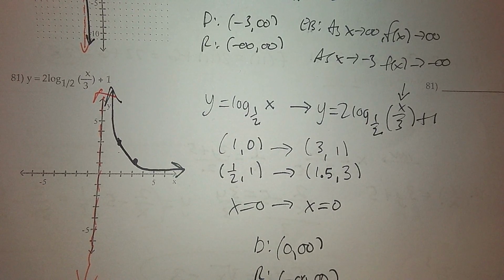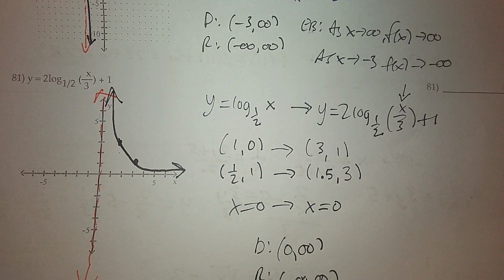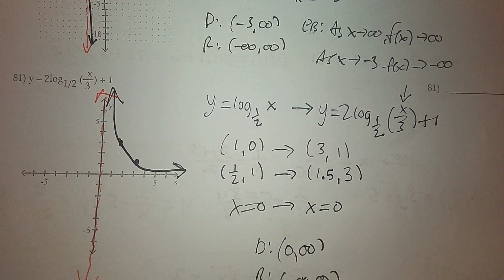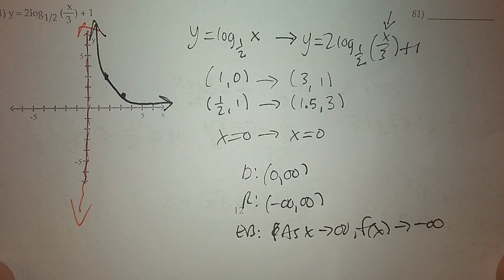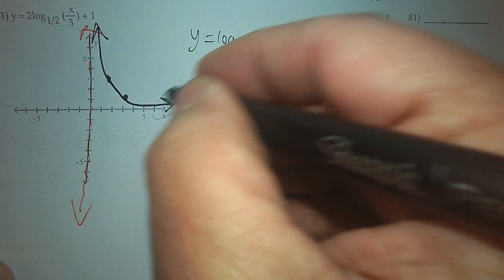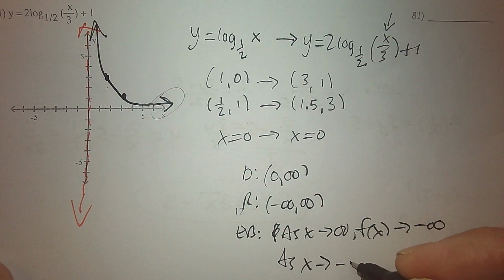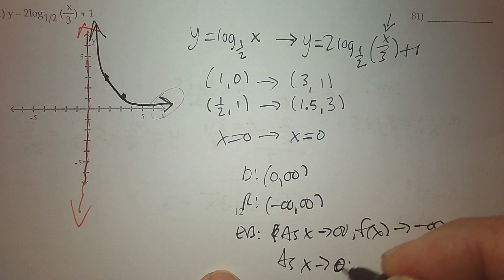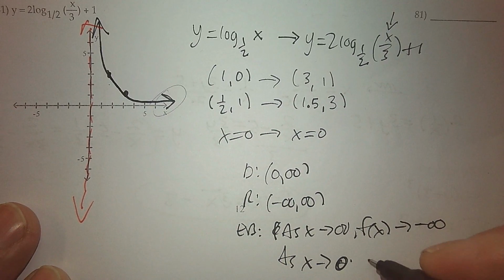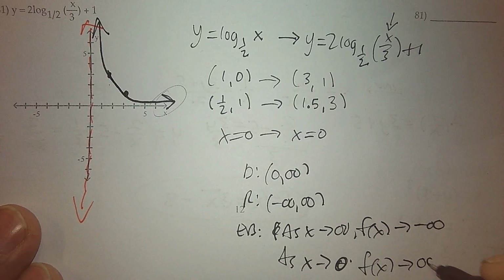So as x approaches infinity, this time f of x approaches negative infinity. So the right end is going down. As x approaches, not negative infinity, but 0, the function's approaching infinity.